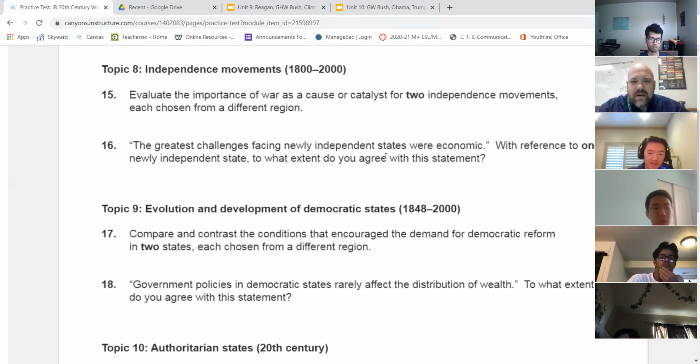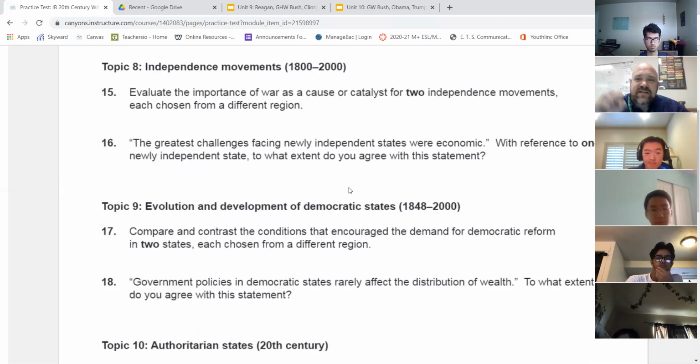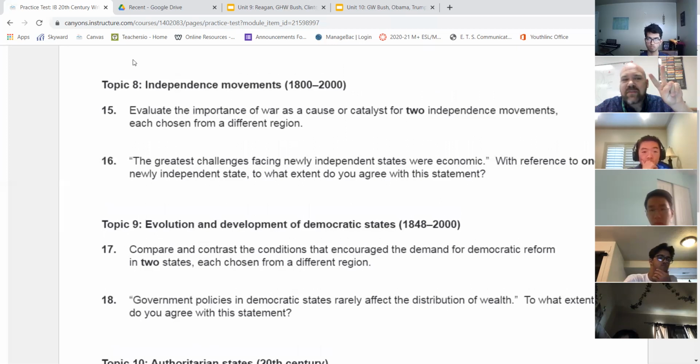Democratic states looks like one. Yep. Okay, I chose to teach you guys topic 8 and topic 9. Those are the two topics that I've been choosing, right? So it's intended that you answer 1 from 8 and 1 from 9. You have to pick any two and they have to be from different topics. So it's intended that you pick 1 from 8 and 1 from 9.